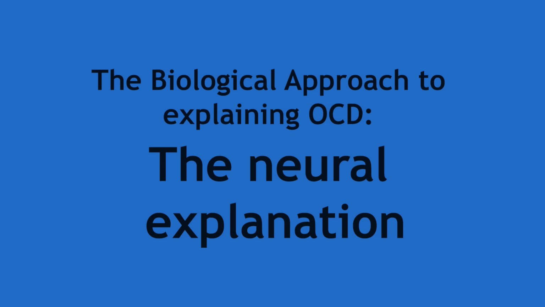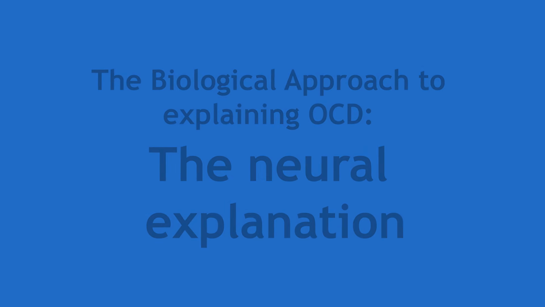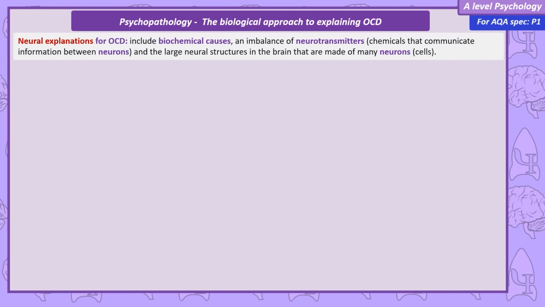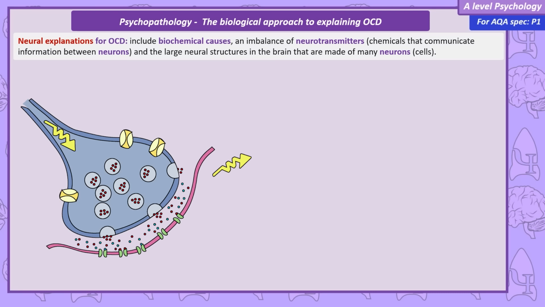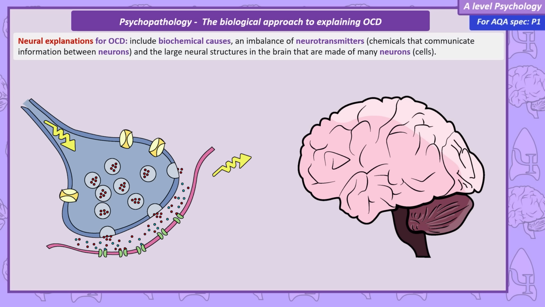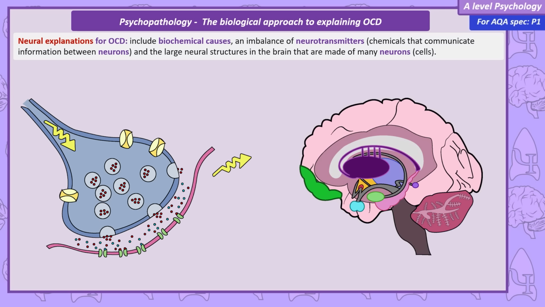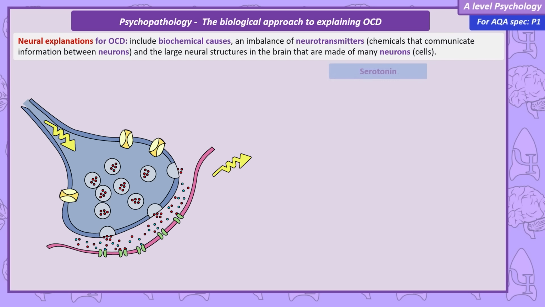The biological approach to explaining OCD, the neural explanation. Neural explanations for OCD include both biochemical causes, this is an imbalance of neurotransmitters, chemicals that communicate information between neurons, and the large structures in the brain that are made of many neurons. Serotonin is the neurotransmitter most associated with OCD.